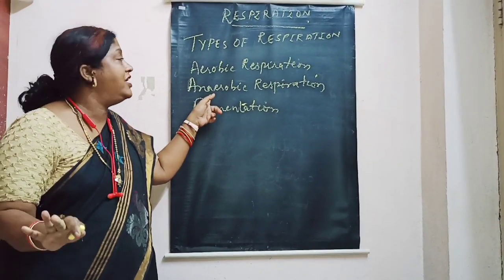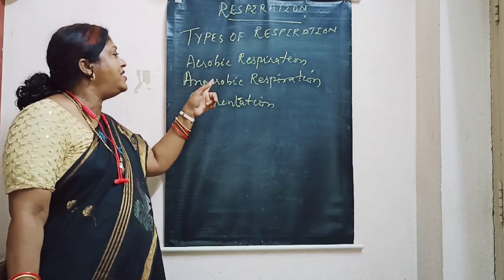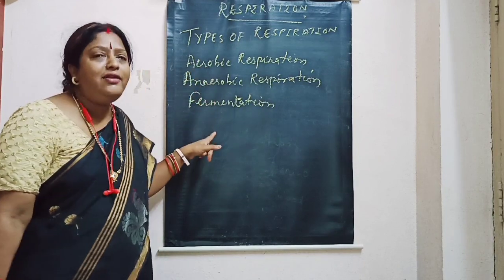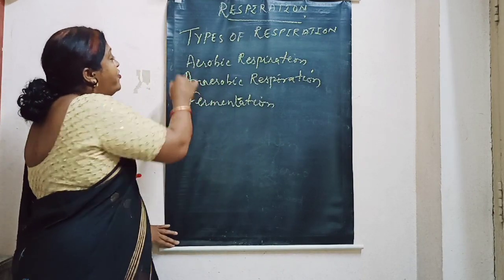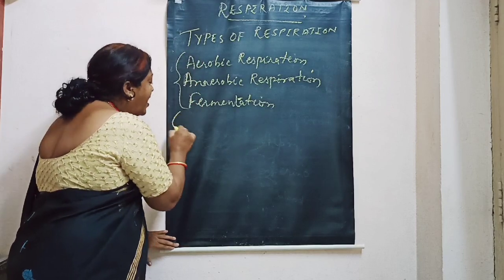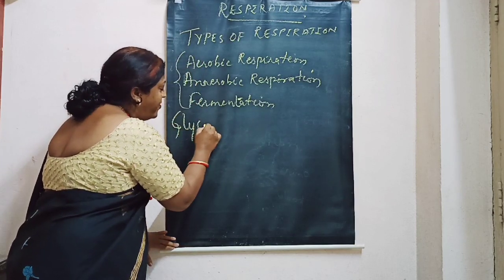Okay, so what are the three types of respiration? Aerobic respiration, anaerobic respiration and fermentation. And for all these processes, glycolysis is the first step.